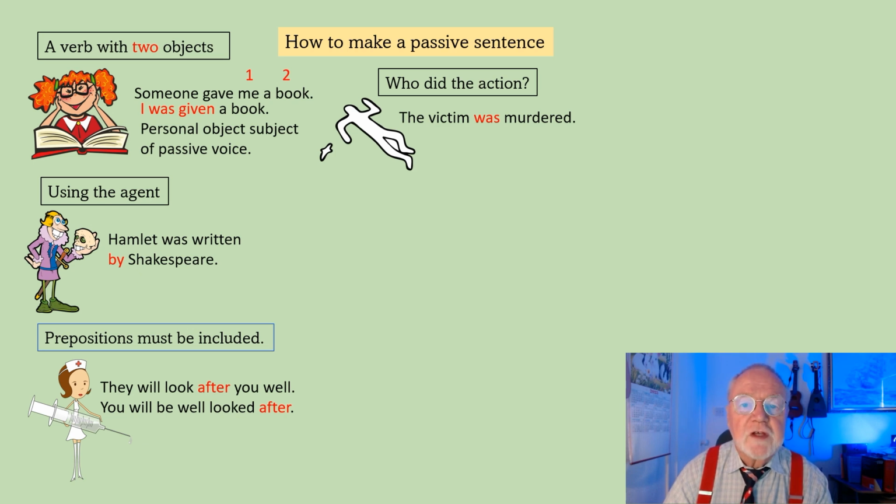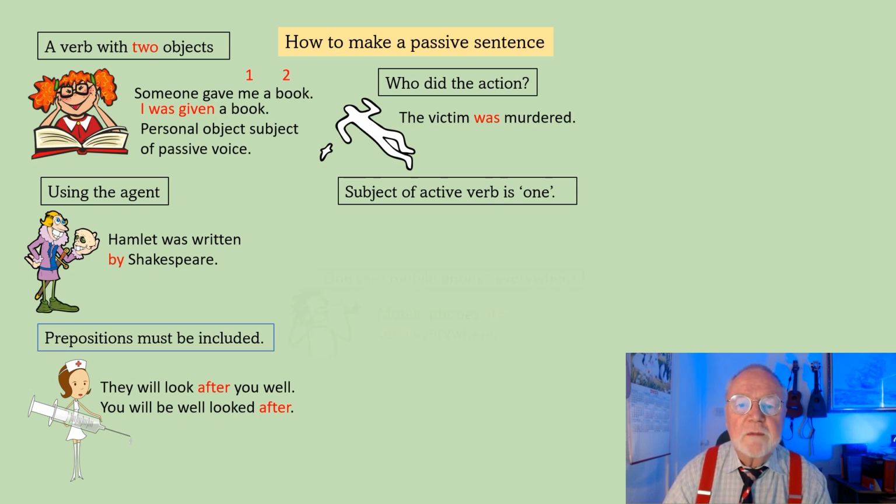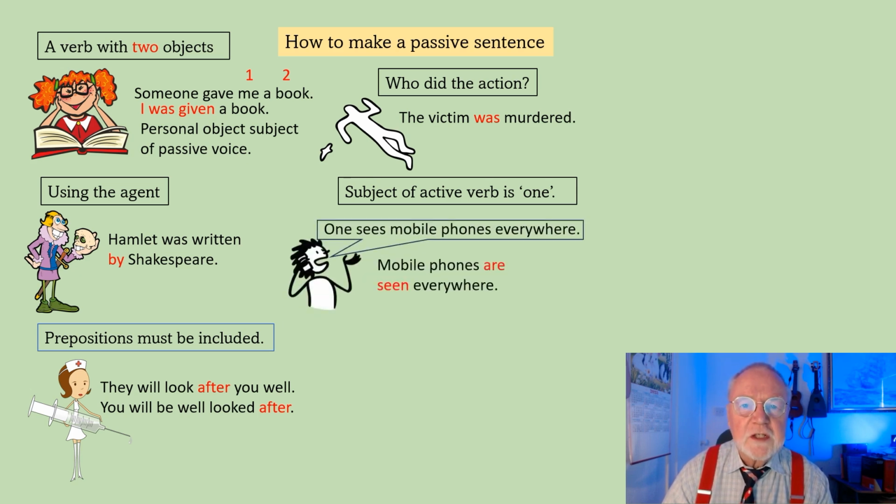It's just a generalization, when the subject of the active verb is one. Now, you don't hear this a lot in English, but people still do sometimes say one sees mobile phones everywhere, or one does this, one does that. But we can change that. Mobile phones are seen everywhere to a passive sentence.